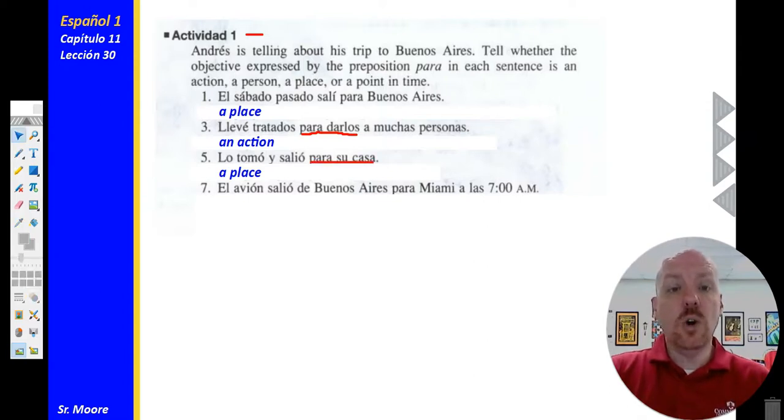Número 7. El avión salió de Buenos Aires para Miami a las 7 de la mañana. The plane left from Buenos Aires for Miami at 7 a.m. Obviously, this one is talking about a place. It is headed to a place. If you have any questions, let me know.